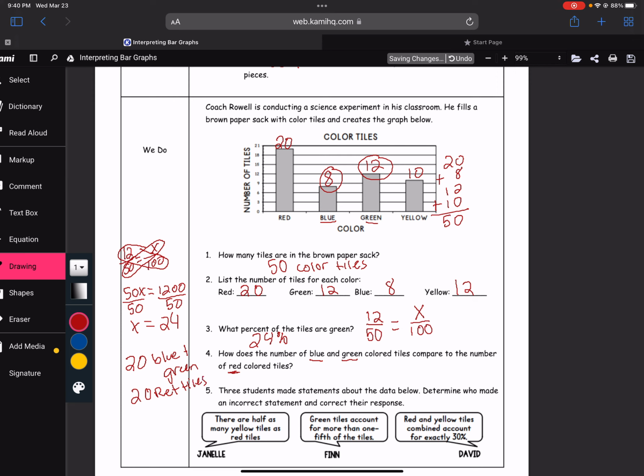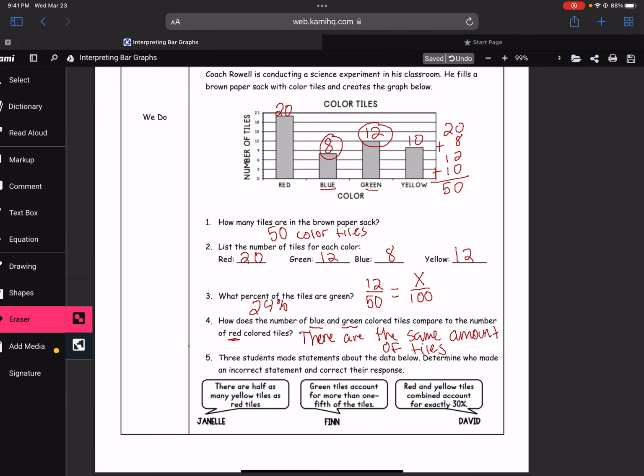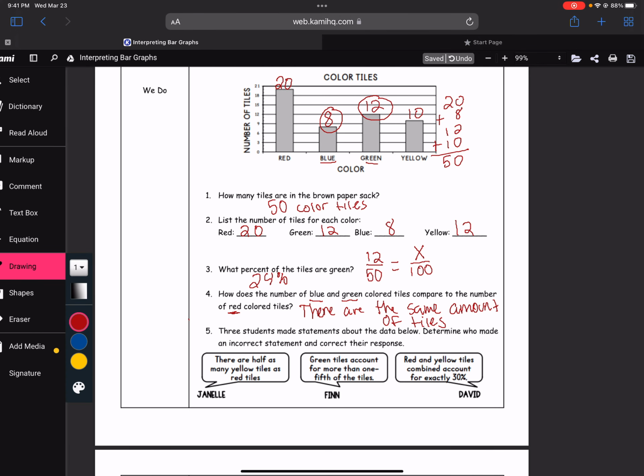So the question is, how does the number of blue and green colored tiles compare to the number of red colored tiles? Well, we notice here that there are the same amount of tiles, right? Because we have 20 here and 20 there. I'm going to go ahead and erase this so I can have more space on my other side, so I can complete my last one. And so let's go ahead and read the problem. Number 5.